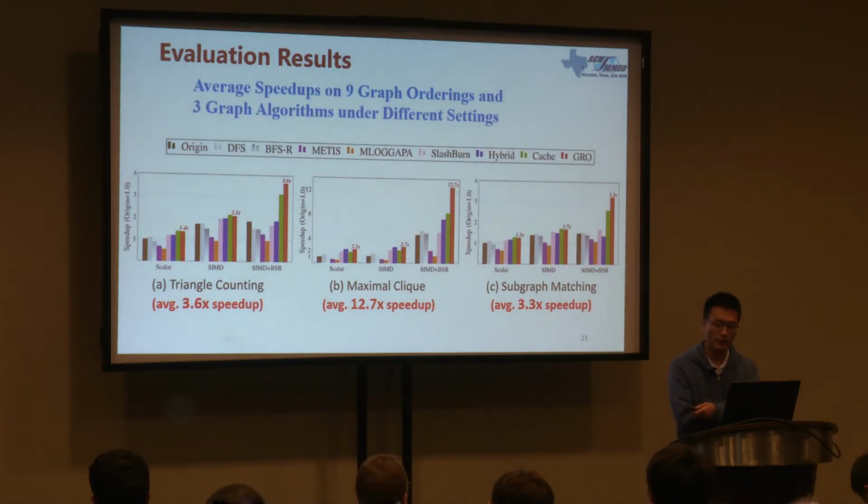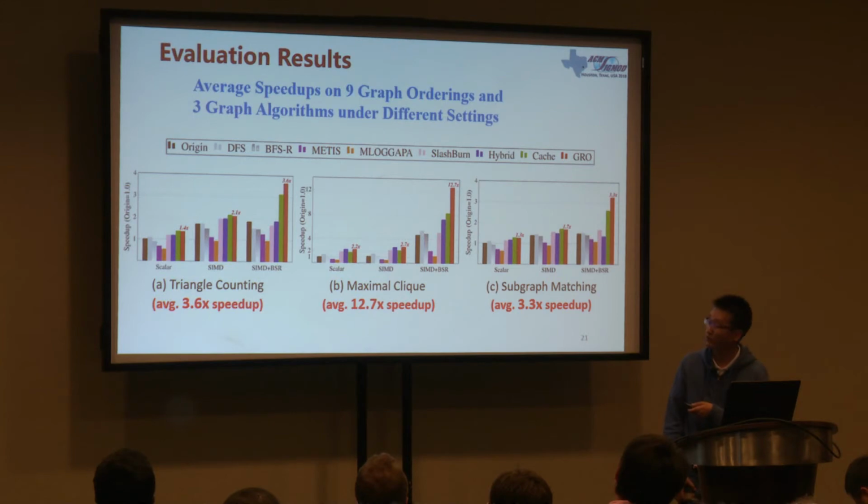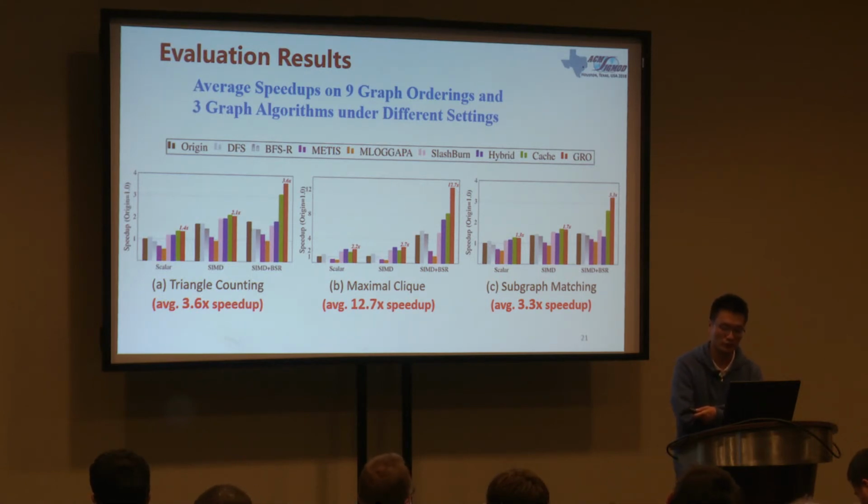Here are some evaluation results. We test 3 graph algorithms: triangle counting, maximal clique, and subgraph matching, using 9 real graphs, and compare our graph ordering algorithm with 8 other different graph reorderings. These 3 figures show the average speedup under different settings. We can see that our approach achieves 3.6 times speedup, 12.6 times speedup, and 3.3 times speedup on the 3 graph algorithms respectively.